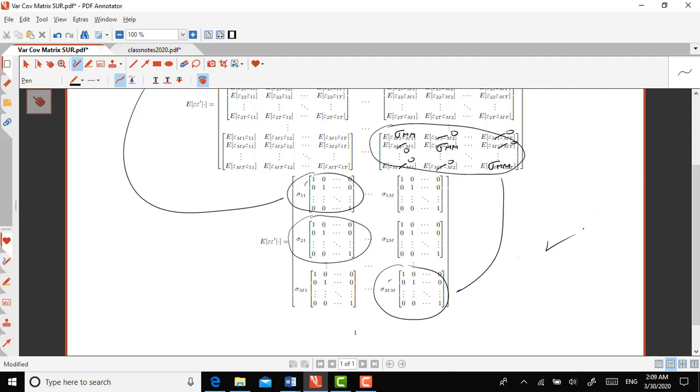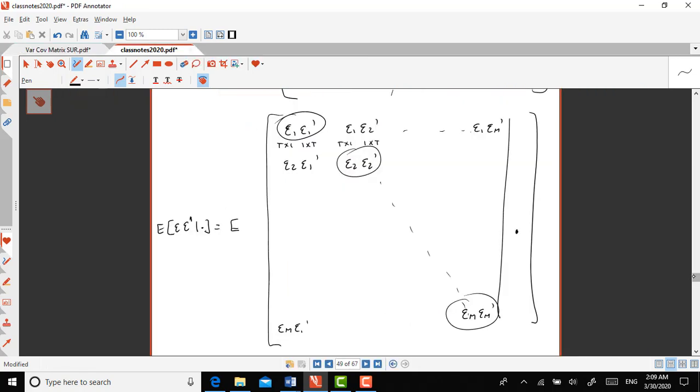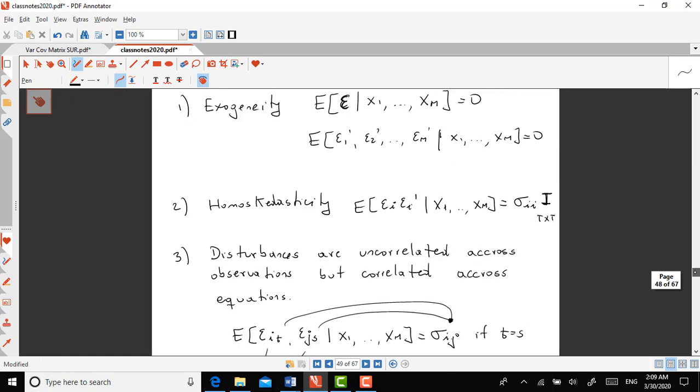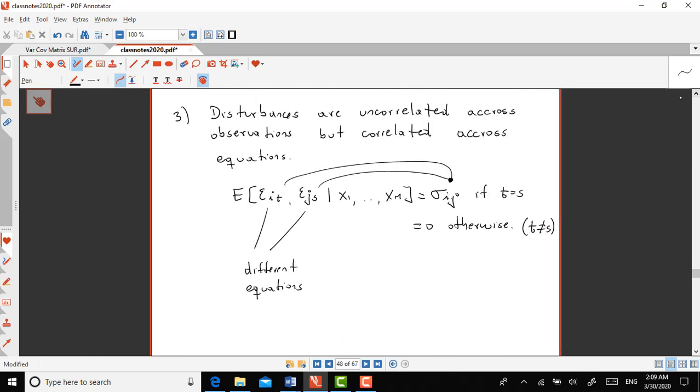This is the basis for the construction of our estimators later on. So it's important, and I really want you to be thinking about this issue very carefully. And as I was telling you before, all those equations are summarized in this third characteristic or assumption of the SUR model: disturbances are uncorrelated across observations, but correlated across equations. Okay, so that's a summary of that assumption.